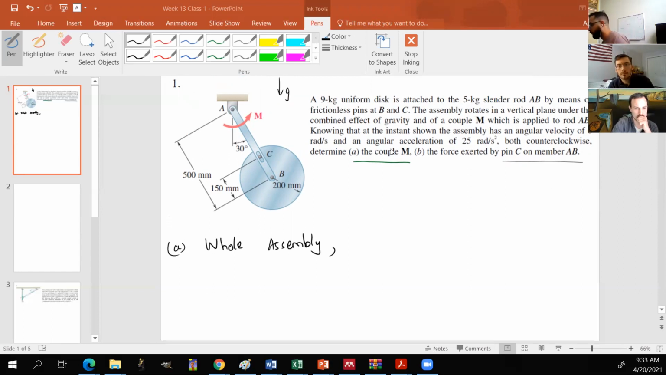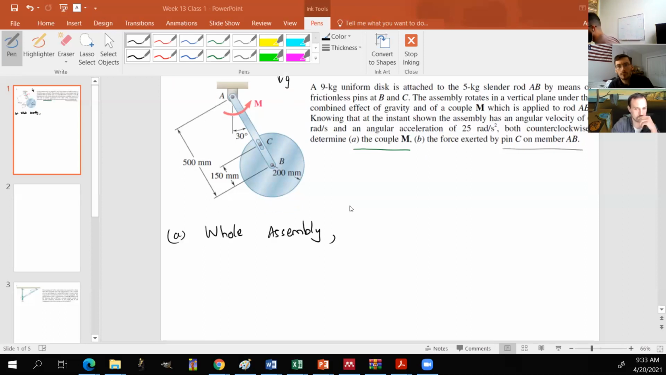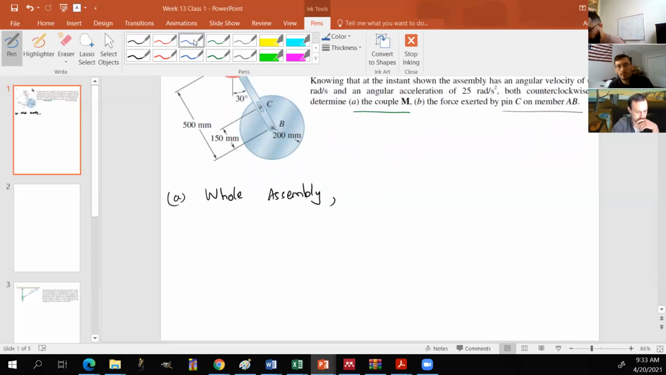And whenever they ask you for a couple, you should just take the moments about the point where you have the most reaction forces so that you don't have to worry about finding out what those are, all right? All right, so with that, let's get into it. Oh, before we get started, I always forget the frame of reference, right? X, Y, and Z. So we'll say that that's in the positive direction.